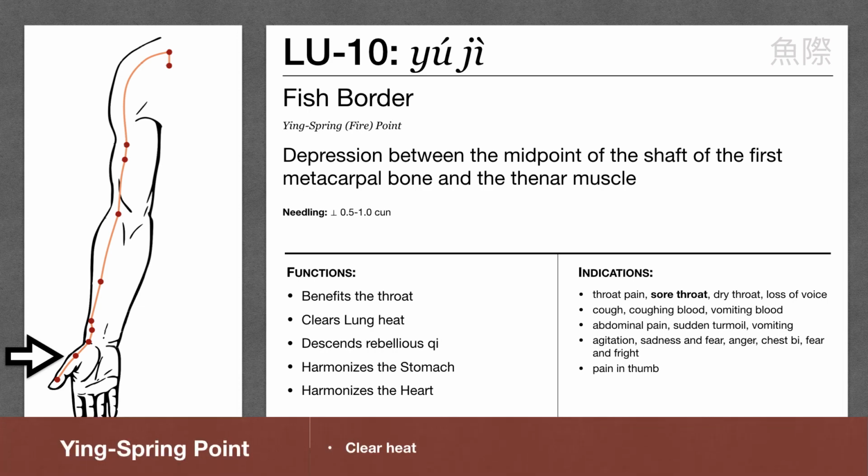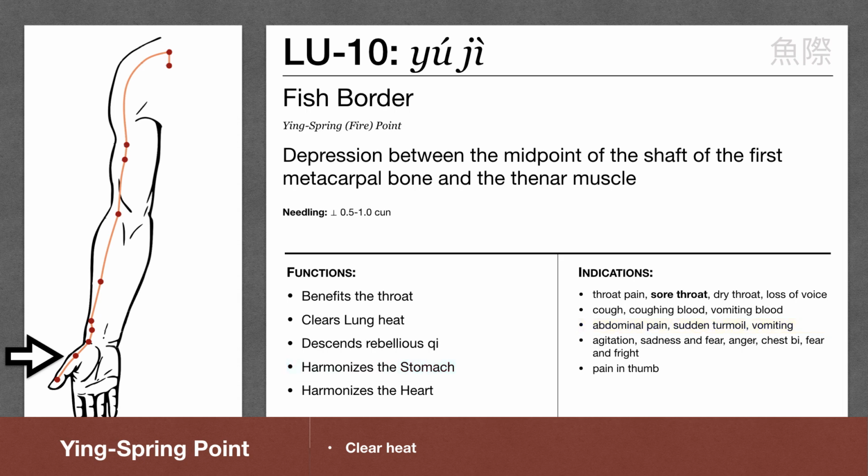Lung 10 is the Ying spring point and fire point on the lung channel, so this point is especially good for clearing heat. It's a very important point for benefiting the throat. Again, the lung channel ascends to the throat, so by clearing heat, we can treat sore throat, dry throat, or loss of voice. It also treats bleeding disorders due to heat, like coughing up blood or vomiting blood. Again, the lung channel connects to the stomach, so this point can also harmonize the stomach by clearing heat.